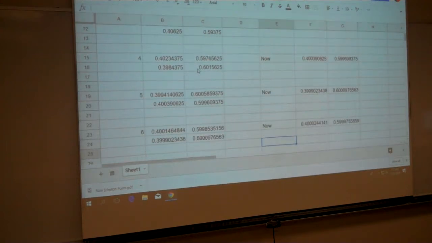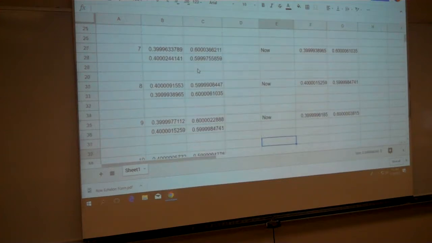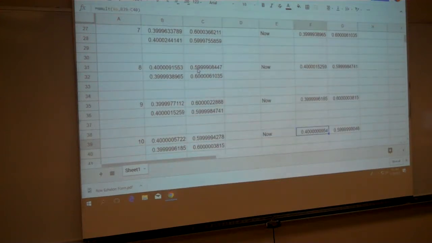For each of the generations. And look, can we agree that we're gravitating towards 0.4, 0.6? Now, what is the answer in the back of the book for question 7? 2/5 and 3/5. How about that? Is that what you got by Gaussian elimination?